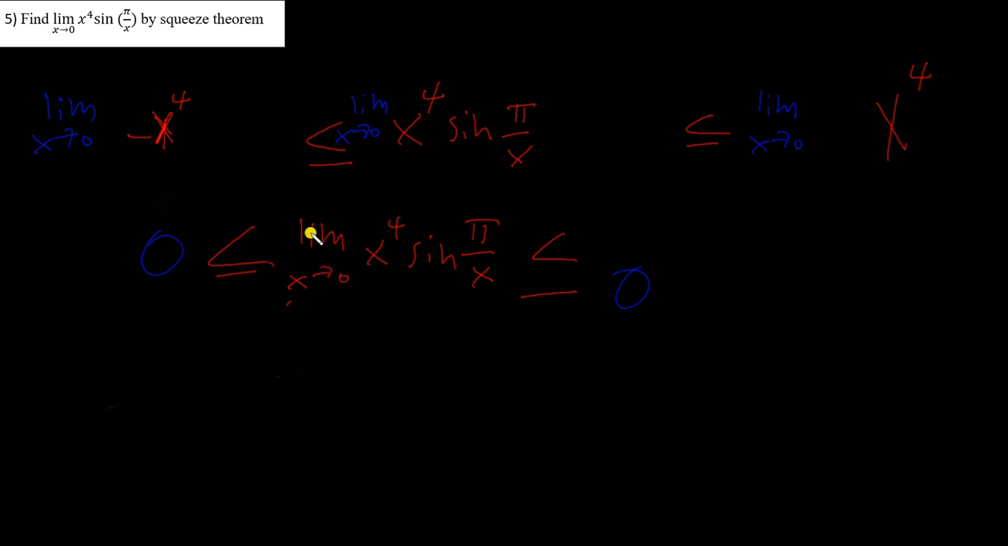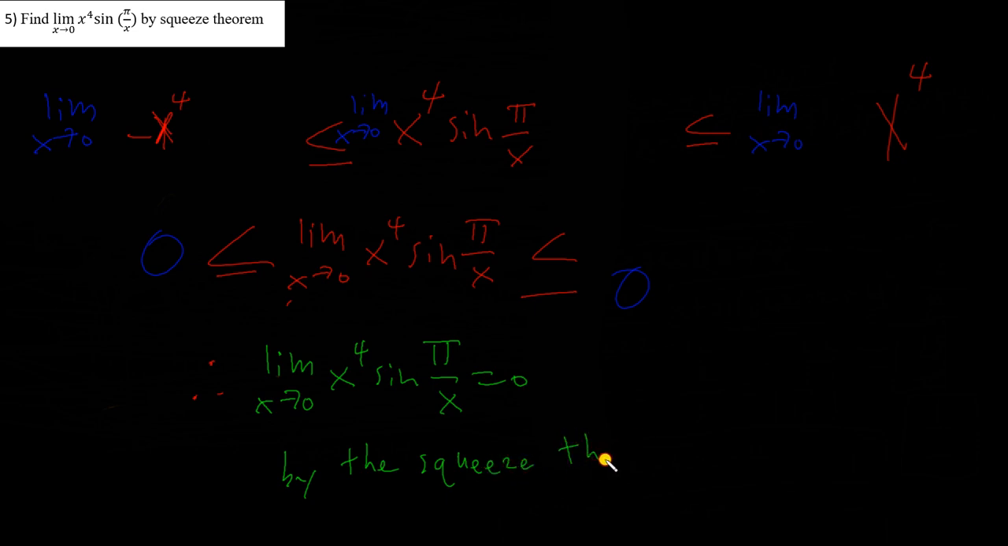So anyways, now we have this, and this is what the squeeze theorem really is. We're squeezing it between two different functions, and we've found that 0 is less than or equal to this, which is less than or equal to 0. Therefore, we've determined that if a number is less than or equal to 0 and greater than or equal to 0, it must be 0. So this limit is 0 by the squeeze theorem.